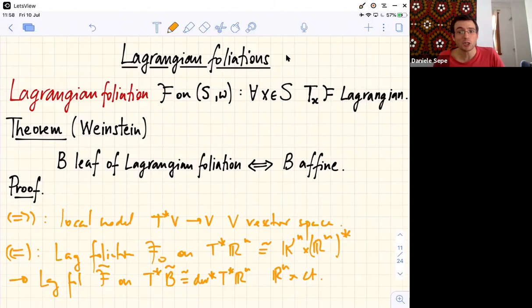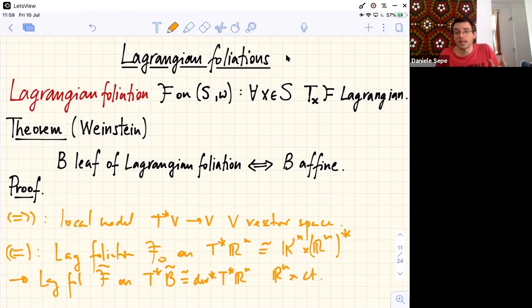But I speculate that if the leaf has trivial holonomy, then integral affine could occur. And some compactness, maybe complete. But it's a fantastic question. I don't know the answer to that. Sorry if I couldn't give you a better answer. Any more questions?